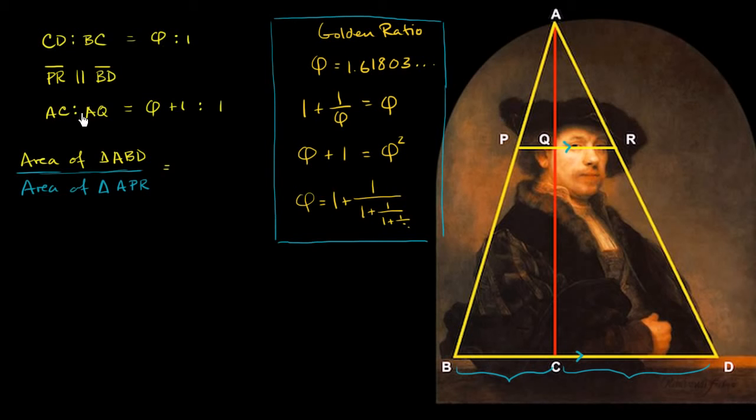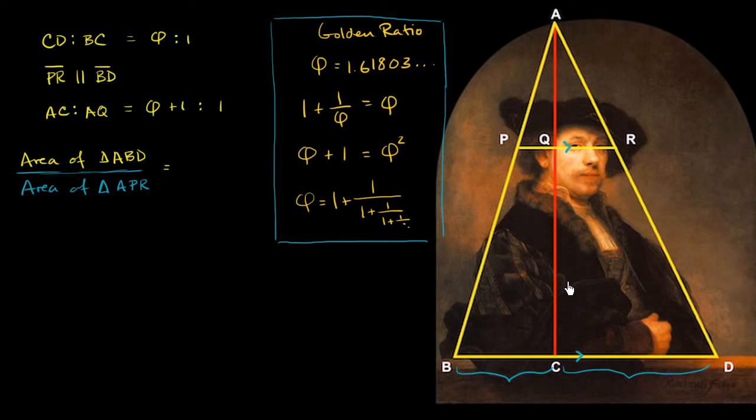And so the next clue is what tells us that Rembrandt really thought about this. The ratio of AC to AQ. So AC is the altitude of the larger triangle. The ratio of that to AQ, which is the altitude of this top triangle, that ratio is 5 plus 1 to 1. Or you could even say that ratio is phi plus 1. So clearly Rembrandt thought a lot about this.